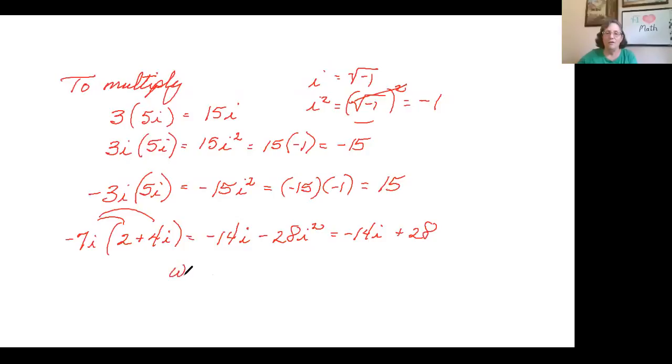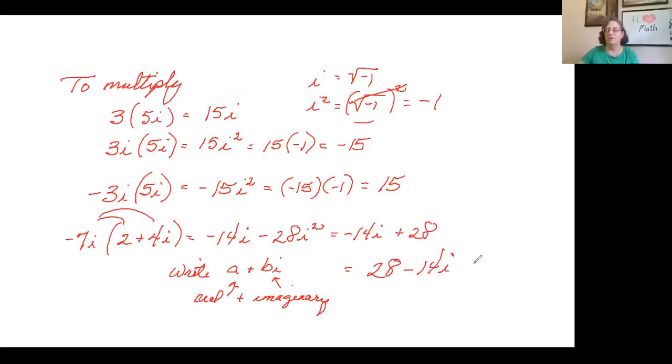And they always want you to write this in the form a plus bi, with the real part first and the imaginary part second. So they're going to want this answer to be written as 28 minus 14i.